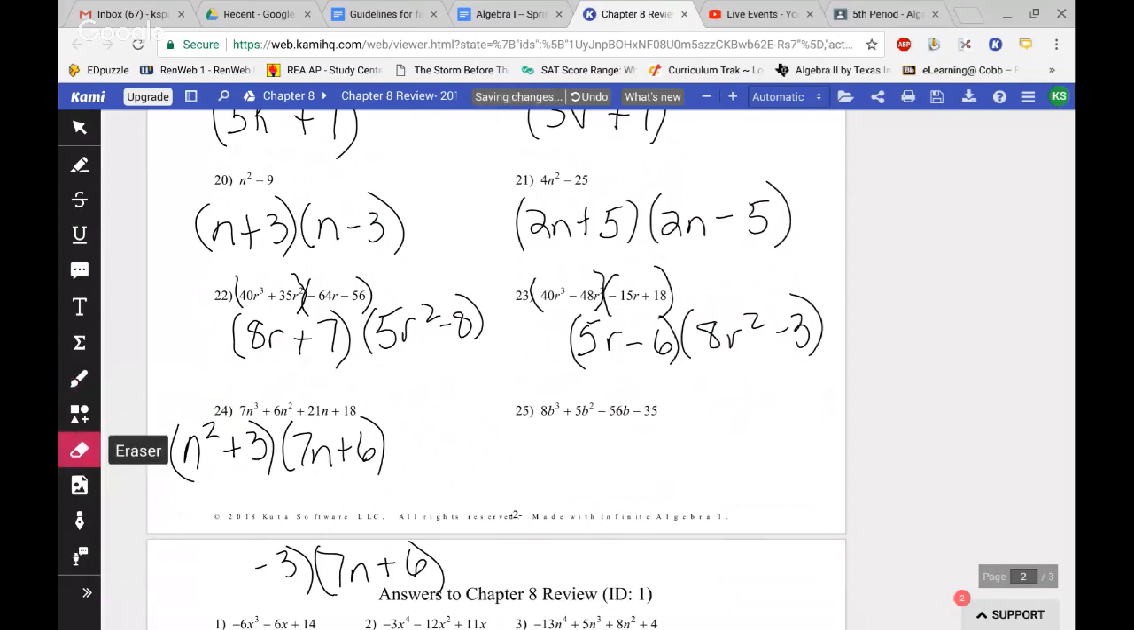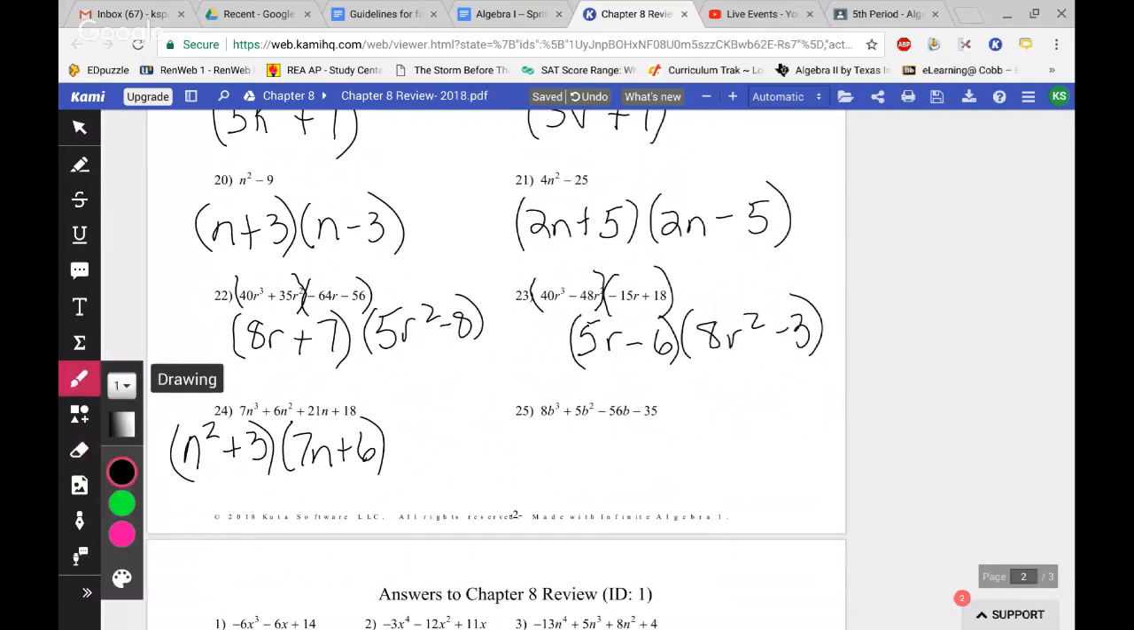Okay, on this last one, I would also rewrite this one. How would you all rewrite it? 56. Minus 56b. You would move it over here like this. And that's 5. Good job. 5 squared. 35. So like that? Yes. Okay.